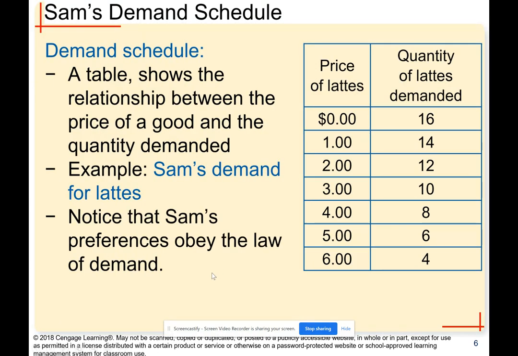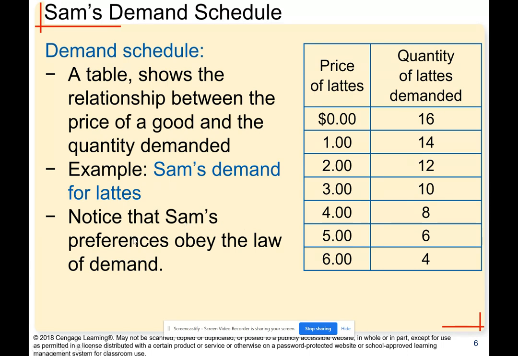So let's look at an example of Sam's demand schedule. A demand schedule is a table, and it shows the relationship between the price of a good and quantity demanded. So here is Sam's demand schedule for lattes. The price ranges from 0, 1, 2, 3, all through 6. And the quantity demanded starts from 16 when the price is 0 to 4 when the price is 6.